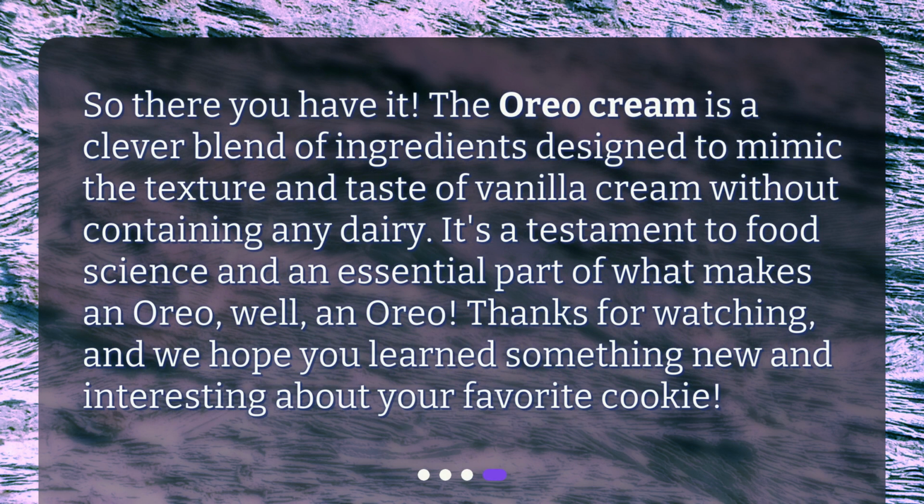So there you have it. The Oreo cream is a clever blend of ingredients designed to mimic the texture and taste of vanilla cream without containing any dairy. It's a testament to food science and an essential part of what makes an Oreo, well, an Oreo.